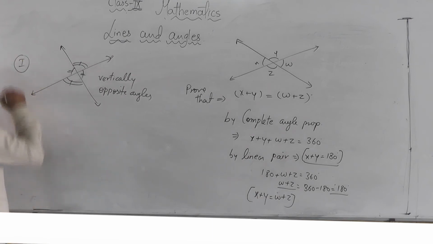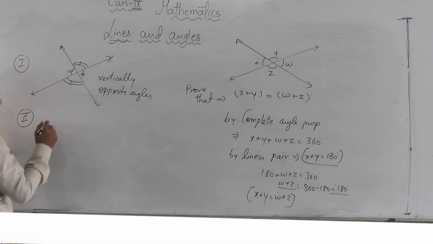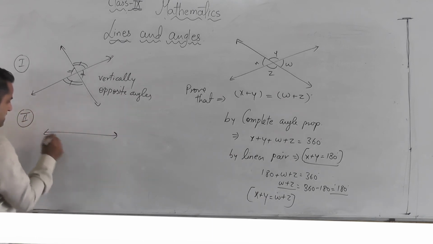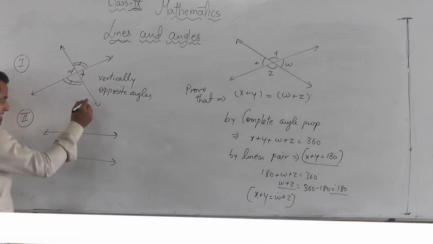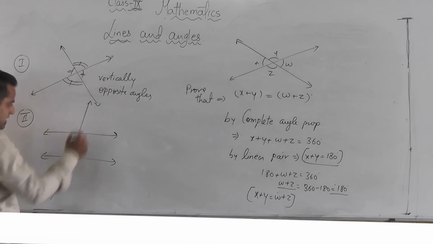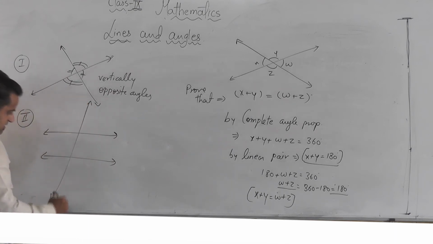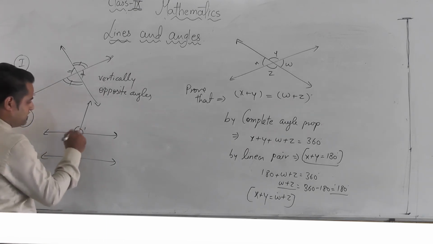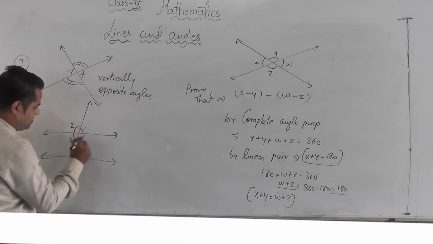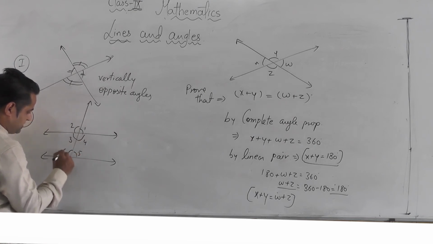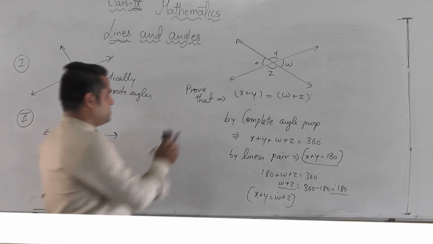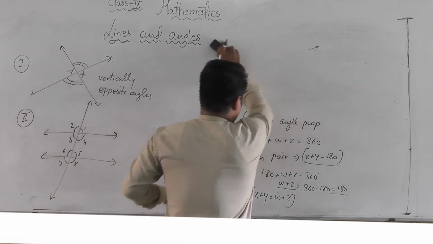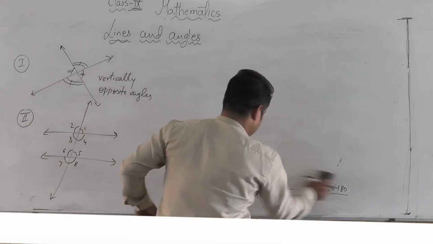Second, in parallel lines, there are several angles that come. Like there are two parallel lines. Suppose a line is intersecting both the lines. Okay, so there are 8 angles. First I will write the angles 1, 2, 3, 4, 5, 6, 7, 8. So there are a few properties of these angles also. Let's see those properties.